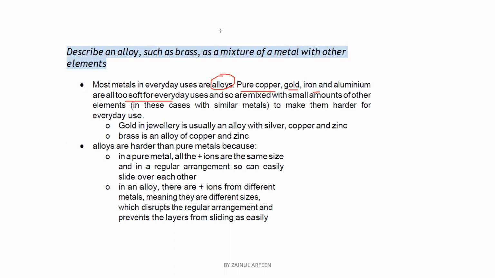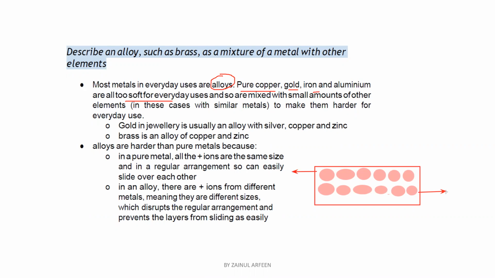Like if this is a metal and it consists of identical atoms, when we apply force, the layers can easily slide over each other. These layers can easily pass over each other. So the metal will be soft. But if we mix with another element or another metal, it will become hard.